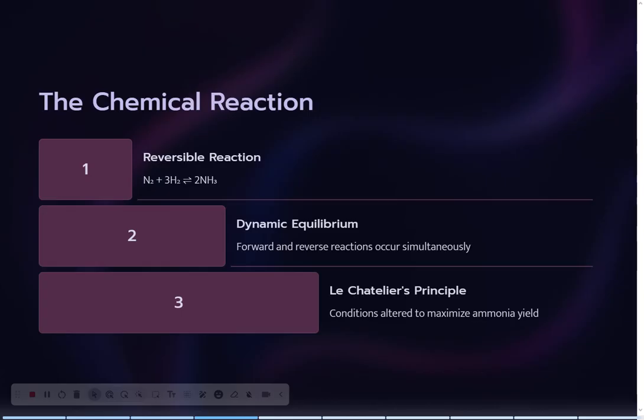Nitrogen reacts with hydrogen to make ammonia, and the balanced equation can be seen on the screen as well. And the double arrow means that the reaction is reversible, so it goes both ways. It reaches a point called dynamic equilibrium, where the forward and reverse reactions happen at the same rate.